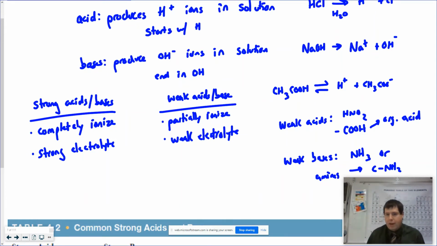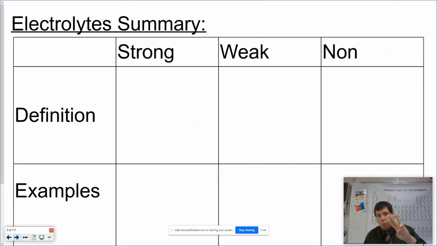So when you see weak acids and weak bases, those are kind of the common ones you'll see, and you'll know that they do not completely ionize. Okay, let's make a summary of all this because there's a lot to unpack there. So in general, you've got 3 different types of electrolytes. You've got strong, you've got weak, and you've got non.